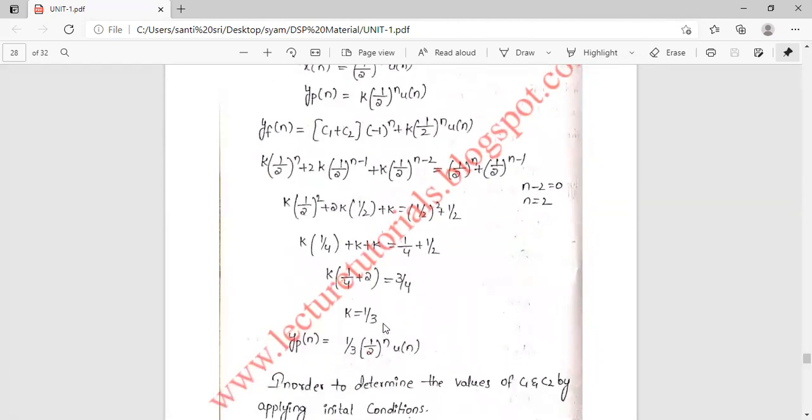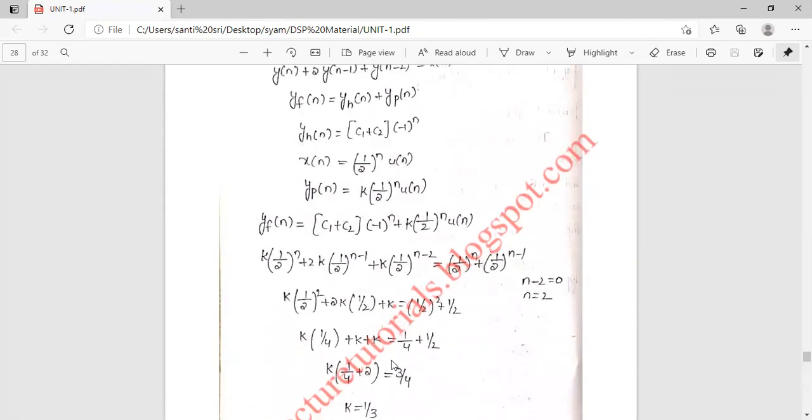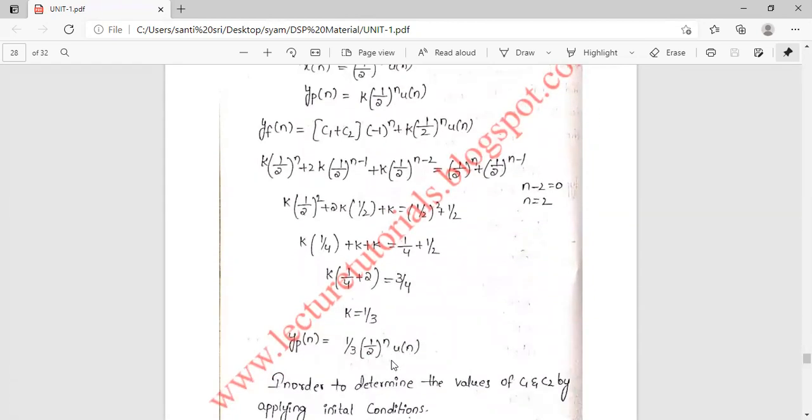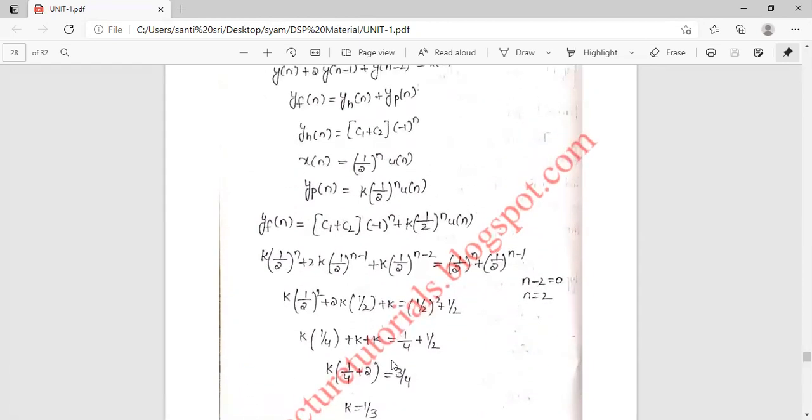Okay, then k into 1 by 4 plus k equal to 1 by 4 plus 1 by 2, or k equal to 1 by 3. So yp of n is equal to 1 by 3 into (1 by 2) whole power n into u of n. Okay, so like this we can find out the particular solution.